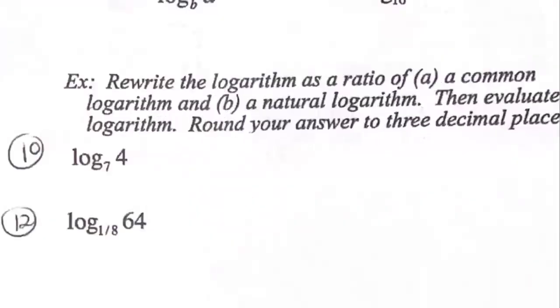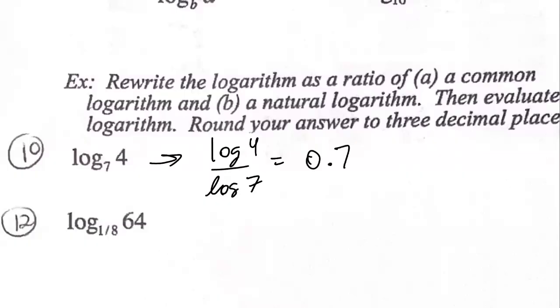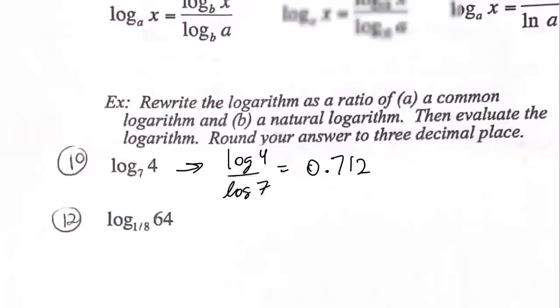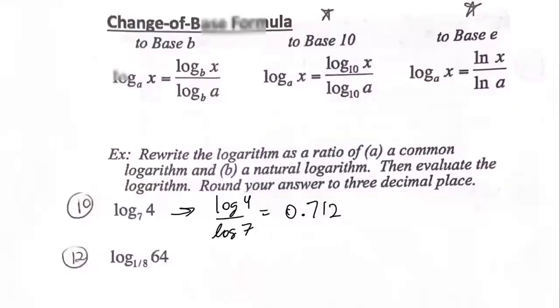So for this one, as a ratio, this would just be log of 4 over log of 7. And all you'd have to do is put it in the calculator. So just log of 4 divided by log of 10. Oh, sorry, log of 7. And you should get 0.712, because it says round it to the nearest thousandth.